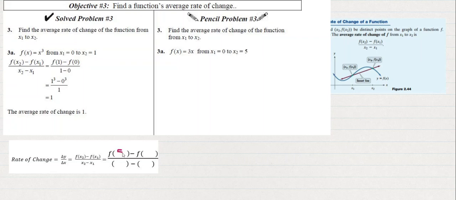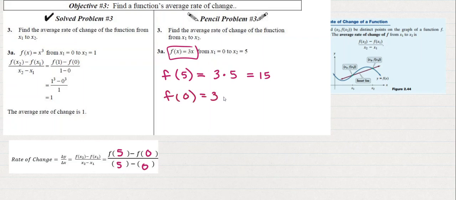So we want f of 5 minus f of 0 divided by the difference of 5 minus 0. Now the first thing I have to be able to do off to the side here is I've got to be able to calculate f of 5. And to do that, I use that f of x is 3x. So f of 5 is going to be 3 times x, so 3 times 5, or in other words, 15. And then f of 0 is going to be 3 times x when x is 0. So 3 times 0, or 0.